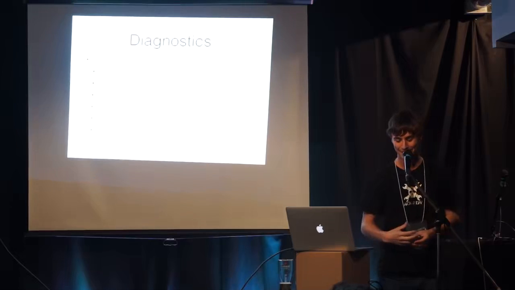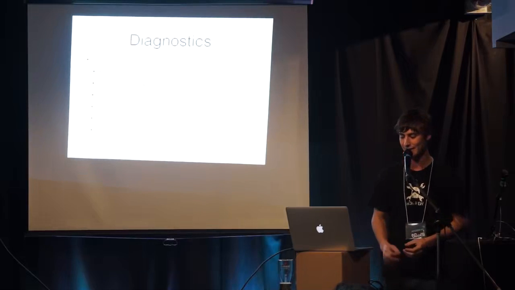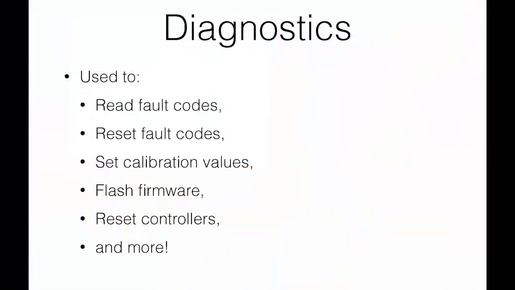The diagnostic end of CAN is also rather interesting. It's used to do things like read fault codes, reset fault codes, set calibration values, flash firmware. When I say calibration values, that could be like your lookup table for your mass airflow sensor, that could let you do some tuner stuff that people who are really into cars might know what I'm talking about. I don't know if I've lost everybody. But the tuner guys, they're really focused on performance. They want to get more power.